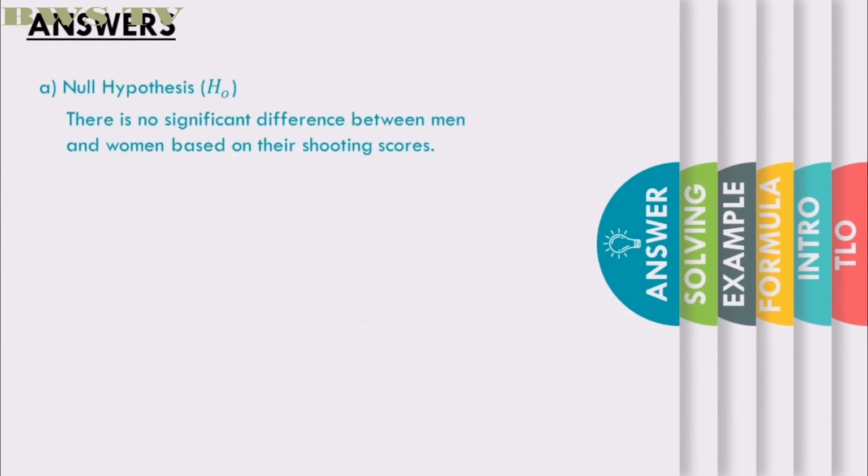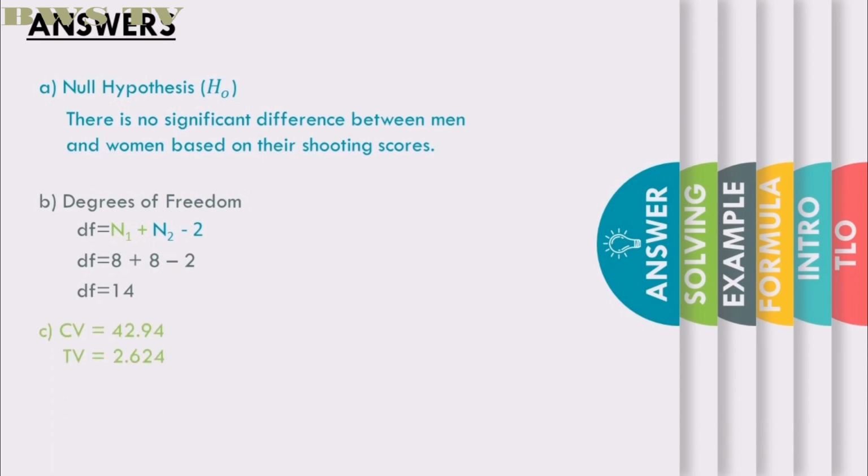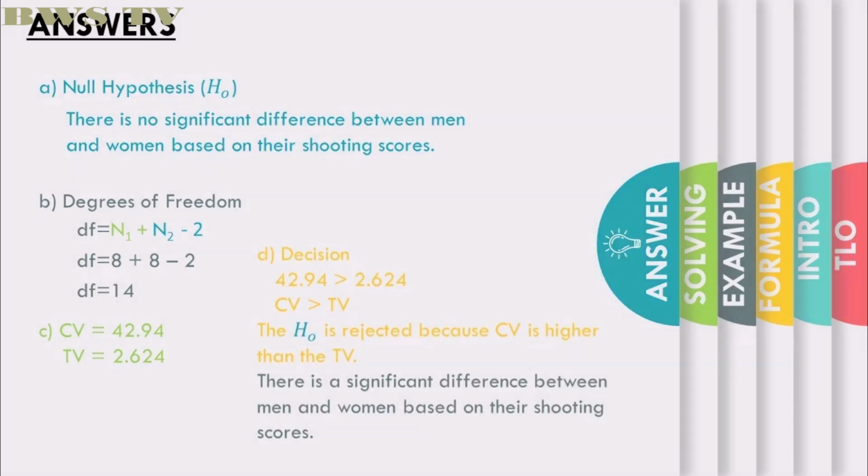The null hypothesis should be there is no significant difference between men and women based on their shooting scores. Degrees of freedom is equal to 14. CV is equal to 42.94. TV is 2.624. So your CV is higher than the TV. This means that the null hypothesis should be rejected.